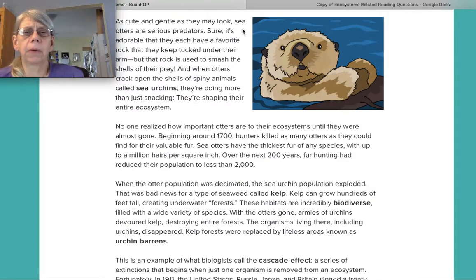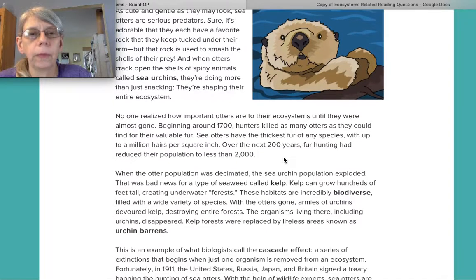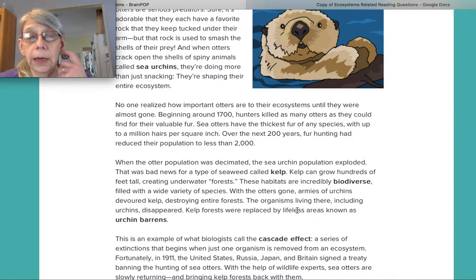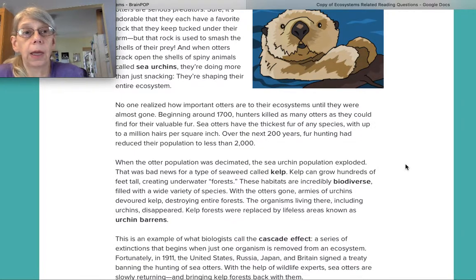All right, so beginning around 1700, we're hunting them for this wonderful fur. Over the next 200 years, fur hunting had reduced their population to less than 2,000. I'm sure there were many, many times that many otters when people started this fur hunting for them. When the otter population was decimated, which means cut way back, the sea urchin population exploded. All right, nobody's eating the sea urchins. They can reproduce and reproduce and reproduce.